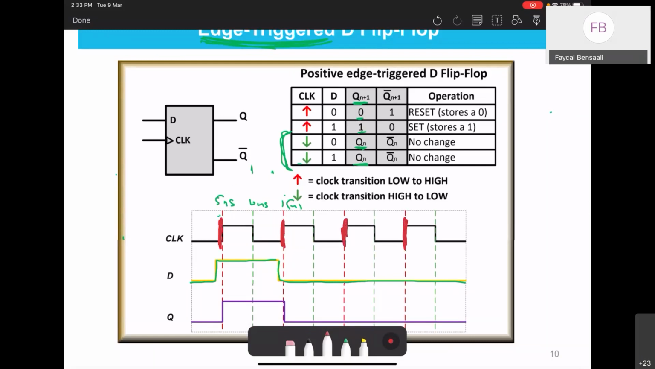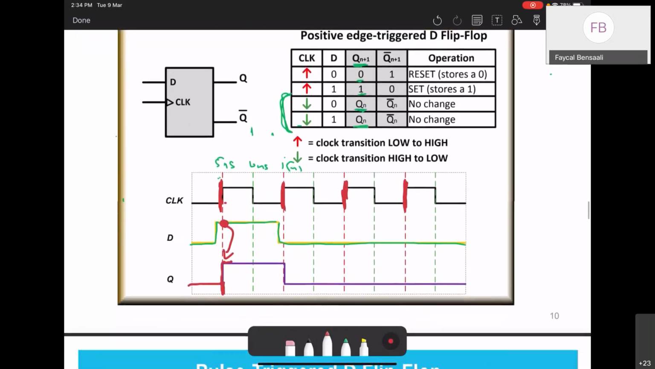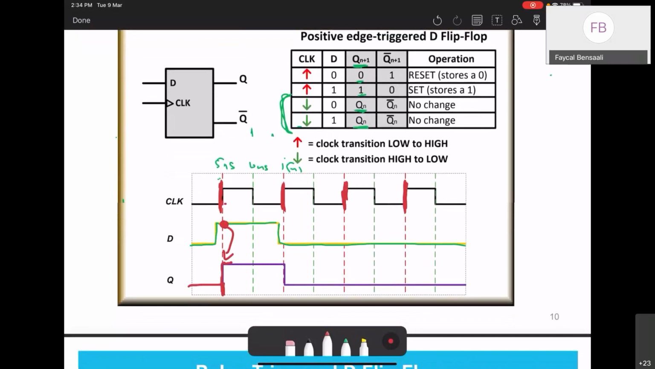And all we need to do, of course, assuming that Q starts with 0, so the initial value of Q is 0, so we start with 0. Now, at this rising edge, I need to check what D is. D is 1. Then Q goes to 1 because of D. Do you understand? And then it will stay 1.